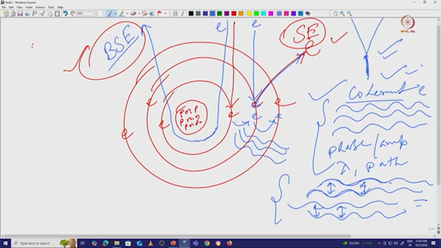That energy is called X-ray or visible ray. So we are not very interested in this particular part. Let's see the other scenario, what is happening.